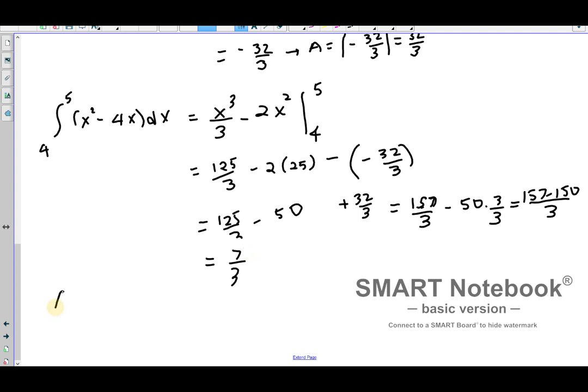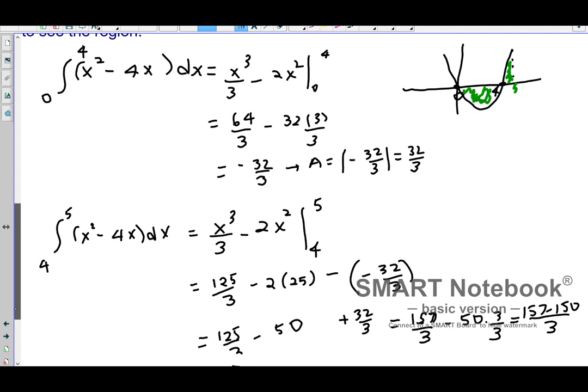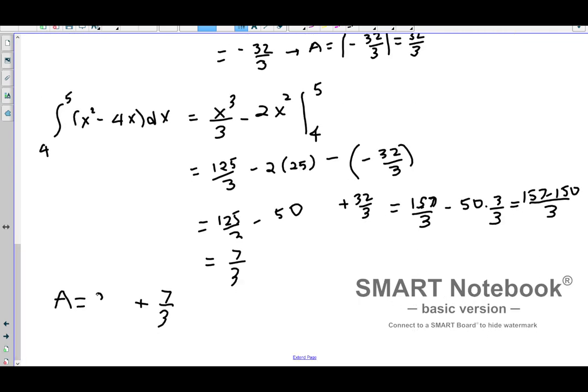So the total area is going to be the sum of the two areas. So the area from 4 to 5, we expected to get positive. Indeed, we got a positive. And the other side, when we took the absolute value, we had 32 thirds. And now let's add those up to find the final answer for the entire shaded region, right? And that's 39 thirds or 13. So that is our final answer for this question.